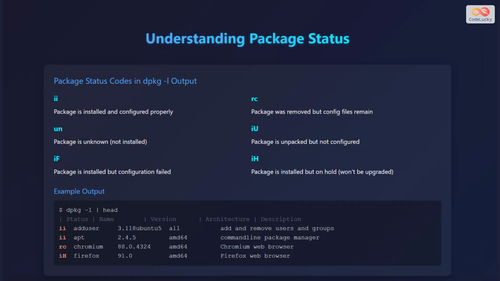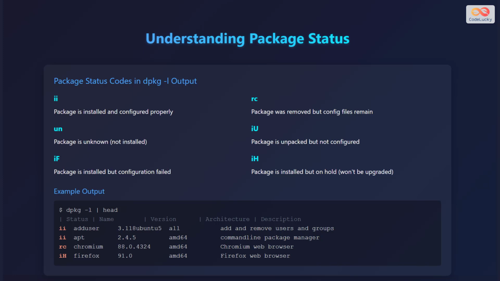Understanding package status codes is essential when using dpkg. Here are some common status codes you might encounter in the dpkg output. ii indicates that the package is installed and configured properly. rc means the package was removed, but configuration files remain on the system. un signifies that the package is unknown, meaning it's not currently installed.